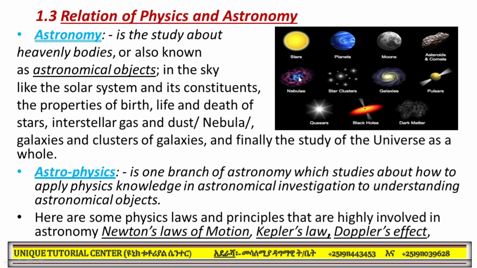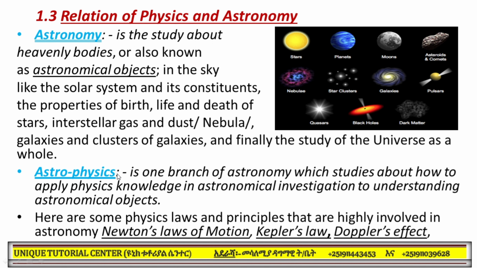Here we have nebulae. Here we have stars, planets, moons, asteroids, galaxies, different galaxies, star clusters, black holes, dark matter actually. They are different matters. So galaxies and clusters of galaxies, and finally the study of the universe as a whole, are studied under astronomy.